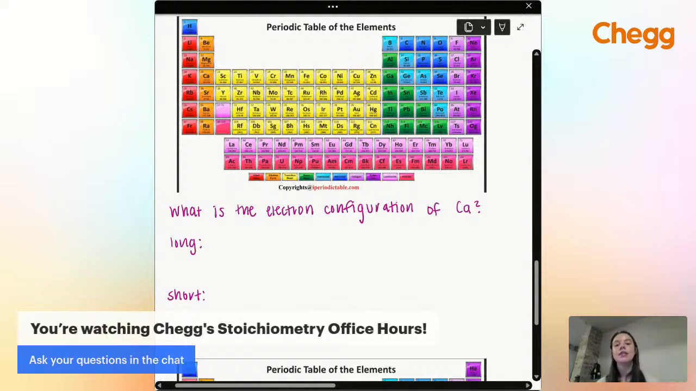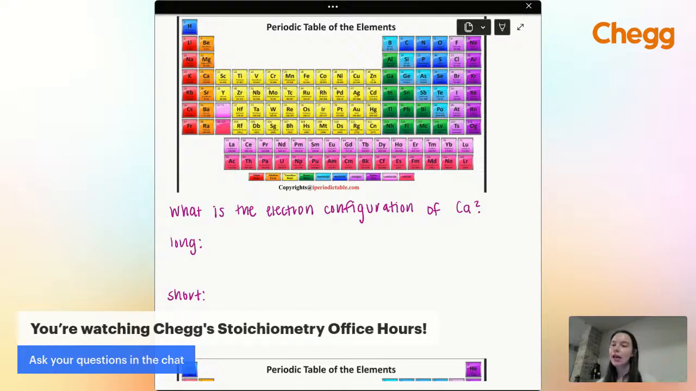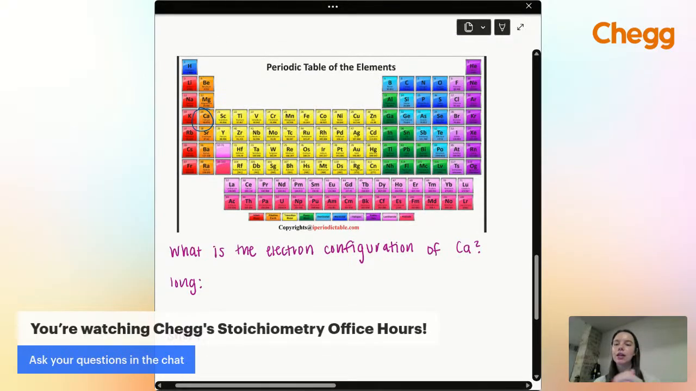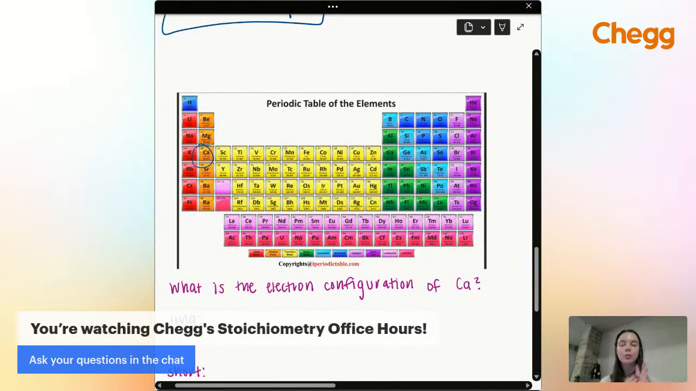This time is calcium, so Ca. Calcium is on the periodic table right here. It's kind of difficult to find elements on the periodic table when you're first starting out with chemistry, but I promise with practice, you'll be able to point right to them. So we want to find the electron configuration of calcium. So let's label where all of our orbitals are again.